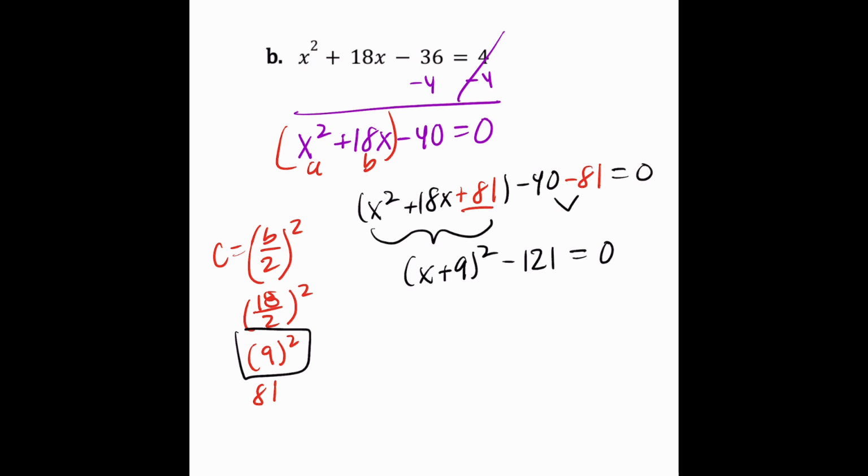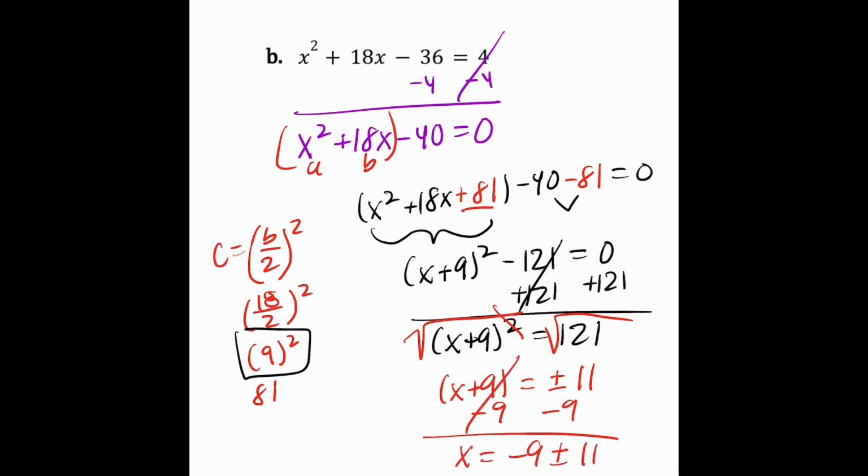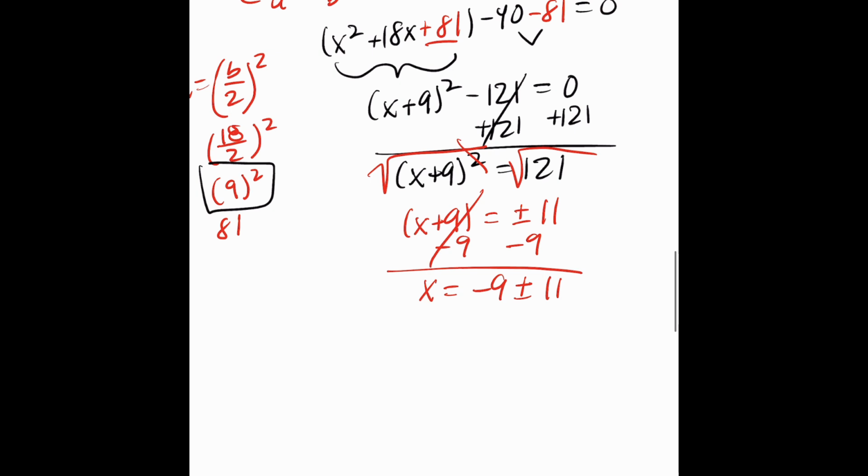So now I'm going to solve for x. I'm going to add 121 to both sides. I get x plus 9 squared equals 121. And now I want to solve for x, so I take the square root on both sides because I'm trying to cancel out that square. I get x plus 9 equals positive or negative the square root of 121, which is a perfect number, so it should be 11. So I need to subtract 9 from both sides, where I get x is equal to negative 9 plus or minus 11. This tells me I have 2 solutions.